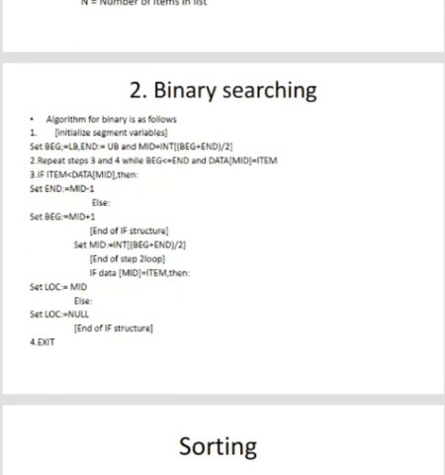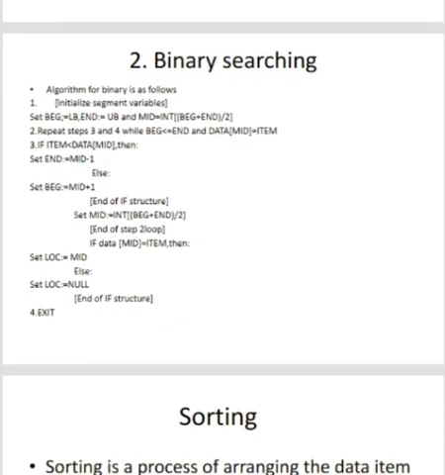The next is sorting. Sorting is the process of arranging the data items in ascending or descending order. To arrange the elements in ascending or descending order in an array, list or any data structure, various sorting algorithms are used. So there are various sorting algorithms: sorting by selection, bubble sorting, shell sorting, heap sorting.